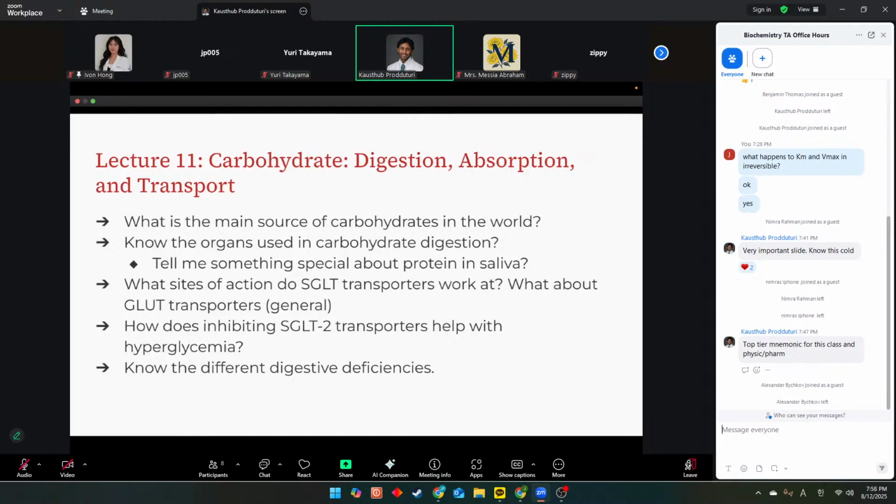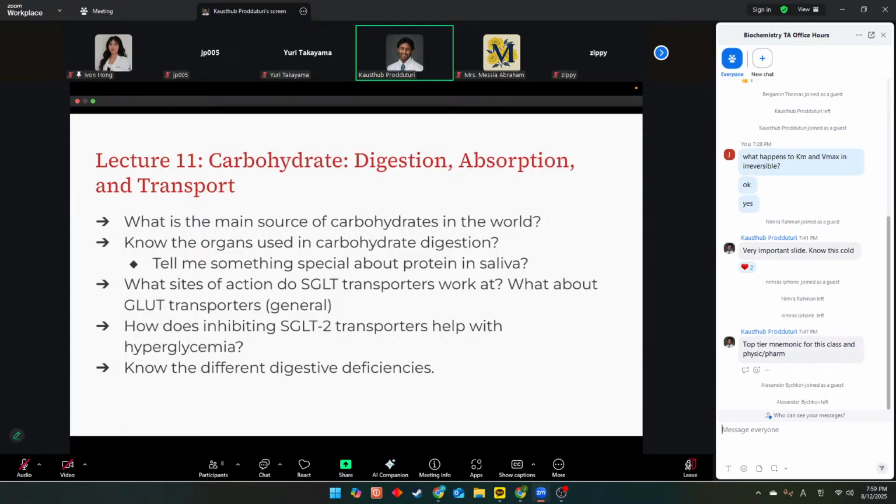The main source of carbohydrates in the world, I think, is usually rice or pasta, some kind of grain, and that usually has a lot of glucose in it. You'll see it's labeled in red. As I mentioned in the beginning of this lecture, in the colored notes and lecture slides that you saw with the other TAs, all the colored information in blue, red, pink, green is very important, very high yield. Know the organs used in carbohydrate digestion, like the mouth, saliva, stomach, and all that.